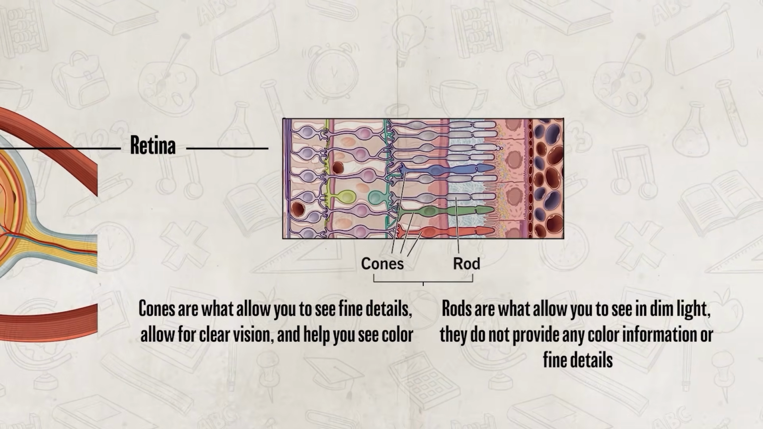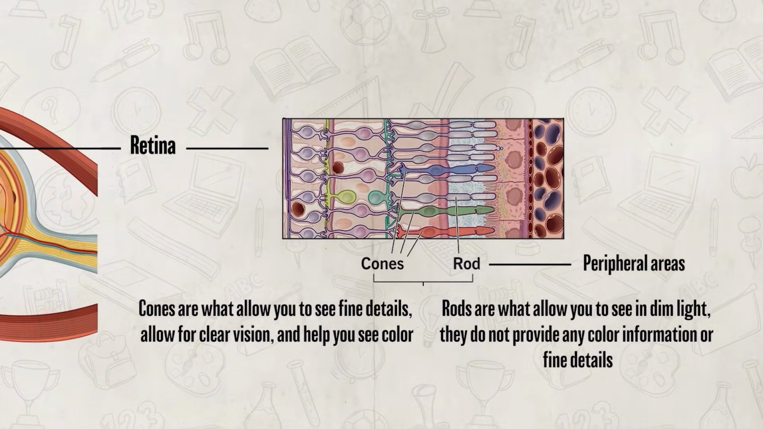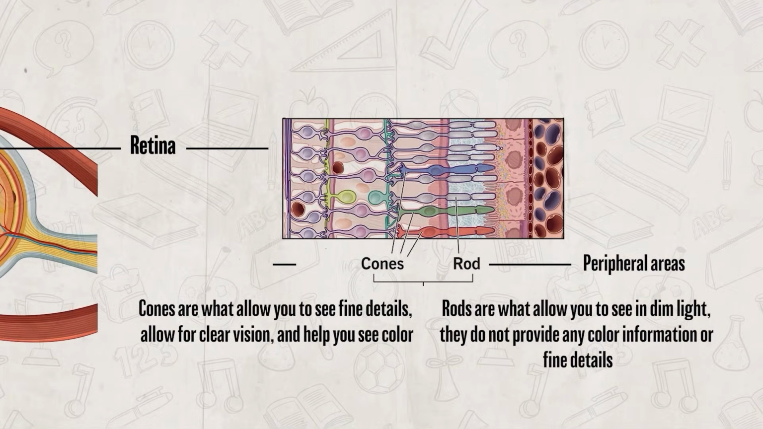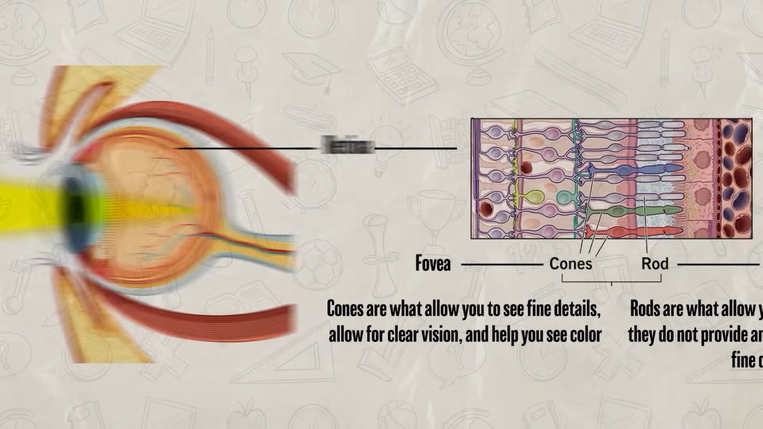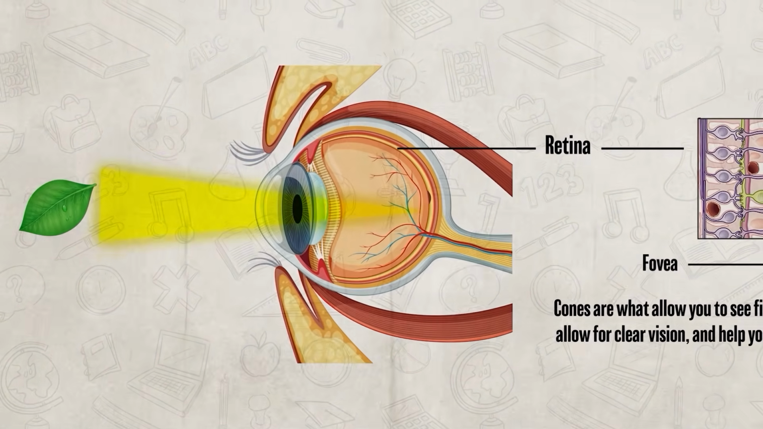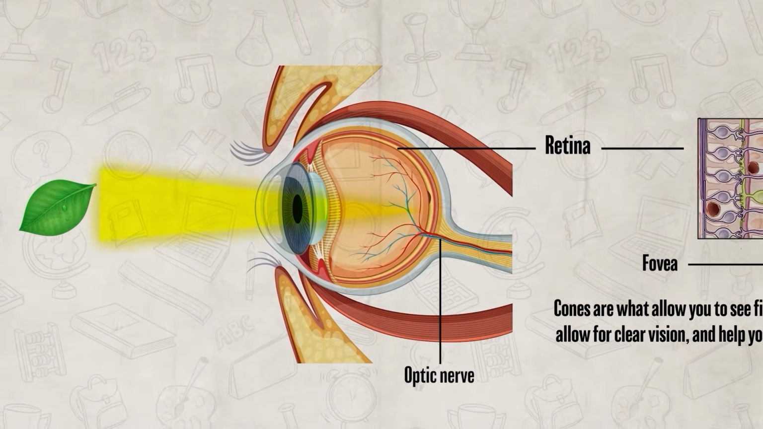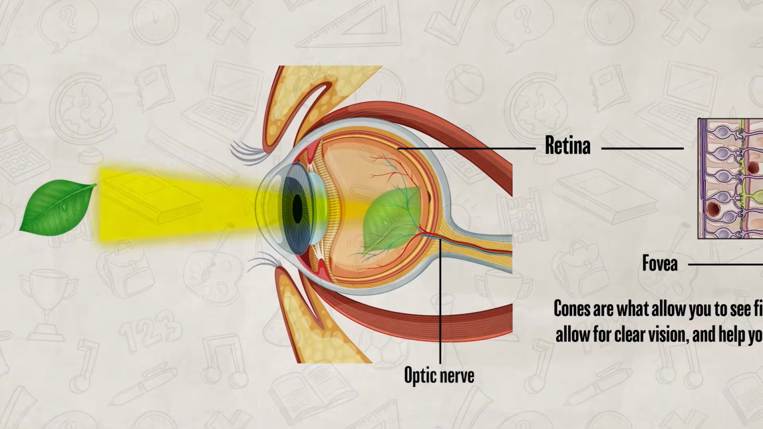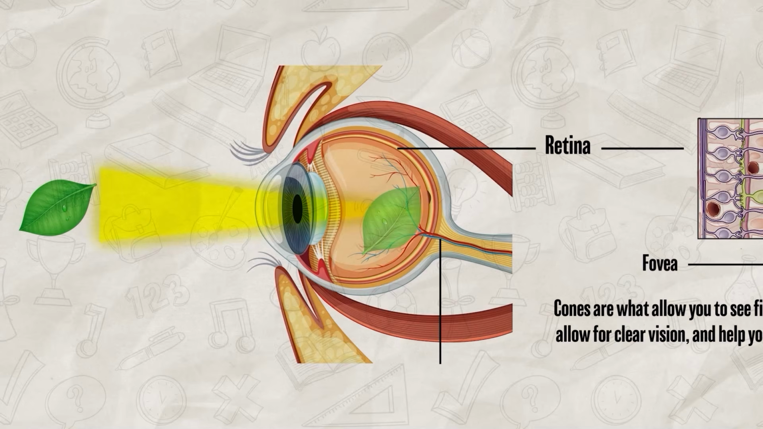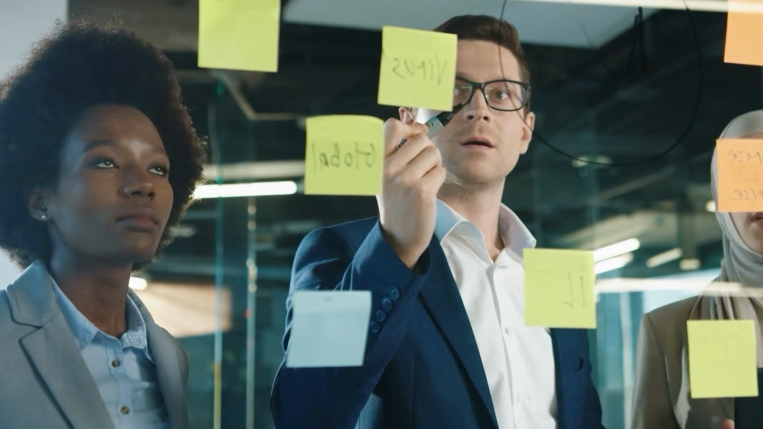Rods and cones are located in the retina at the back of the eye. Rods are found mostly in the peripheral areas of the retina, while cones are densely packed in the central part called the fovea. Once light is detected by the rods and cones, it is transduced and converted into a neural signal that is sent to the brain through the optic nerve. The brain then processes this information, forming a mental image of what we're seeing. This is critical for recognizing faces, navigating environments, and making quick decisions.